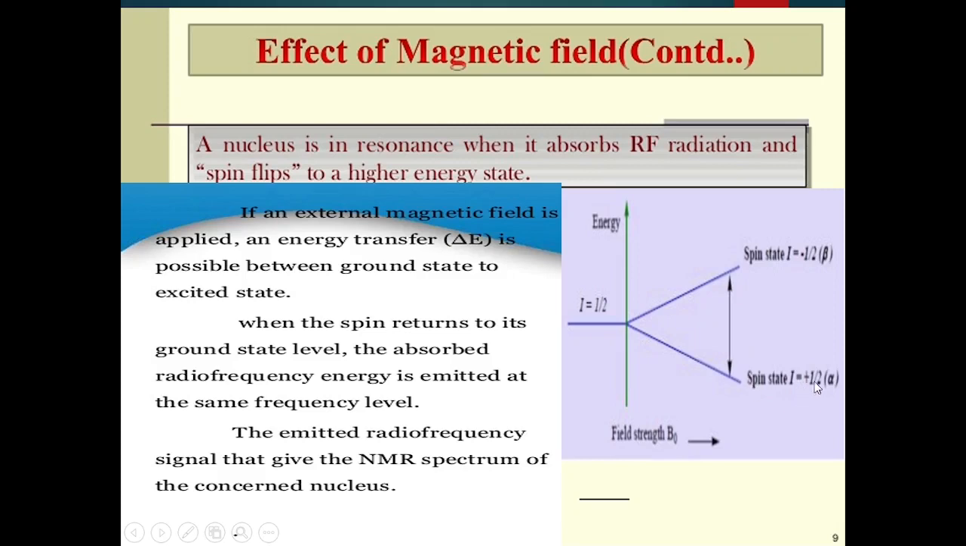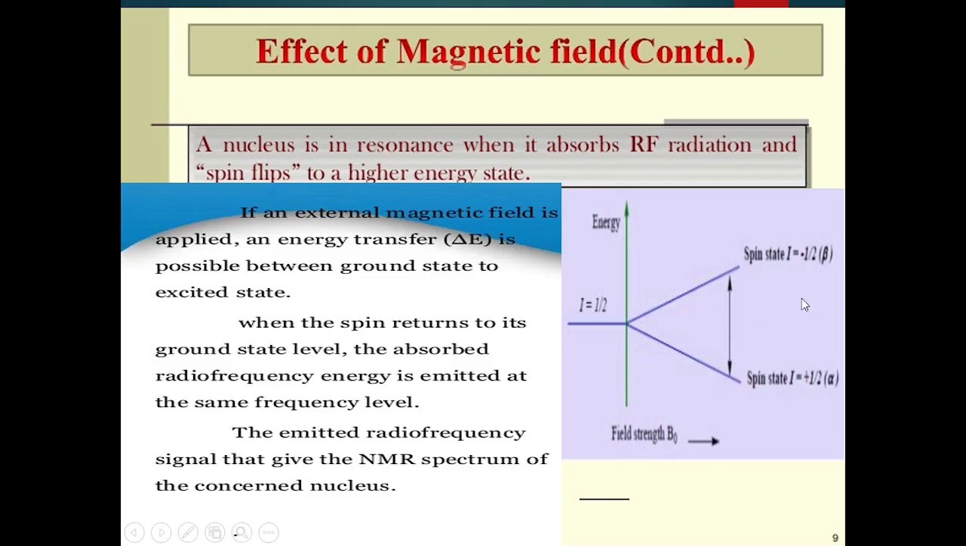One corresponds to I equal to plus half, which has lower energy, and it is denoted as the alpha state. The other one, which is a higher energy state, is denoted by I equal to minus half, which is called the beta state. These two states are degenerate in the absence of the applied field. But when we apply an external magnetic field, the two energy states split up.